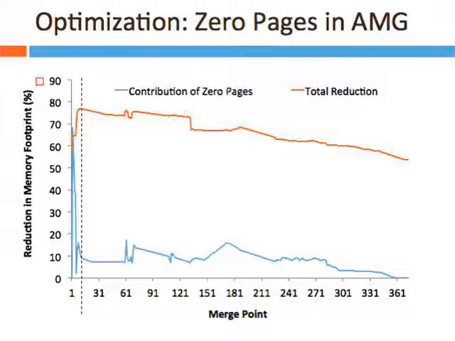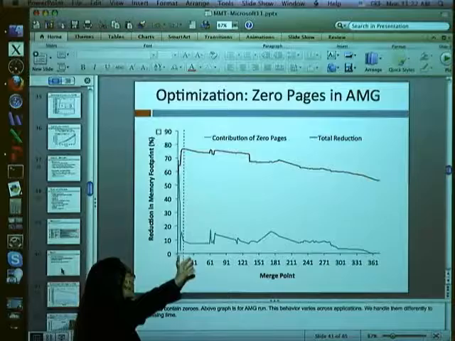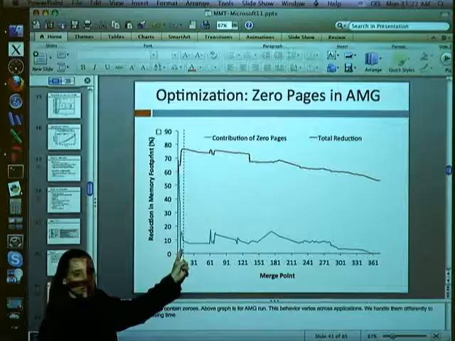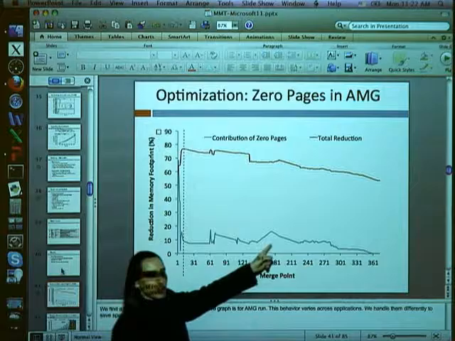Okay. So in one application, in AMG, as one of our applications, you can see that at the beginning, there are a whole lot of zero pages. But very quickly, they start writing to these pages, and then zero pages are a fairly small contribution. So it is not the case that we're getting all of our performance based on just zero pages.